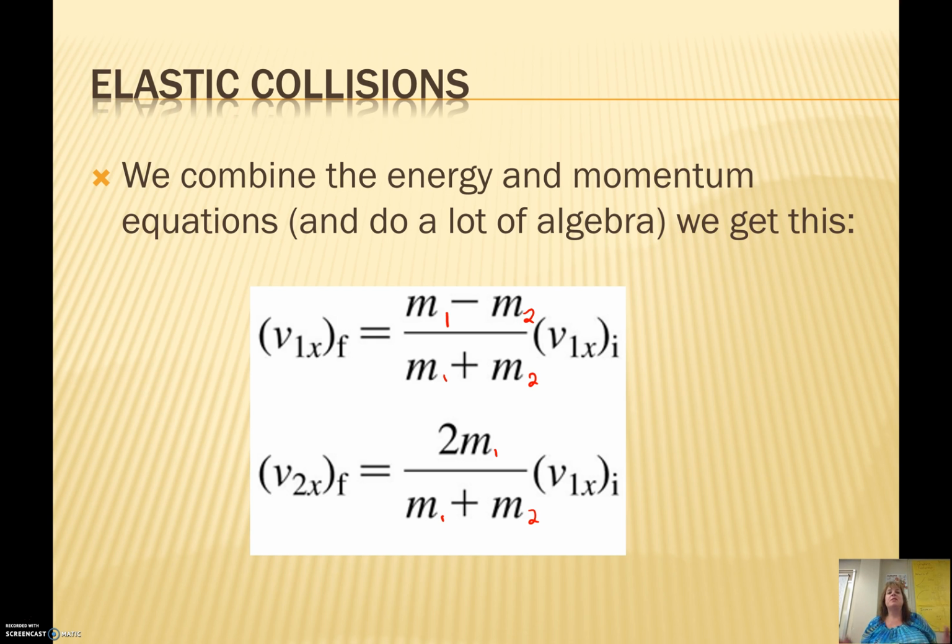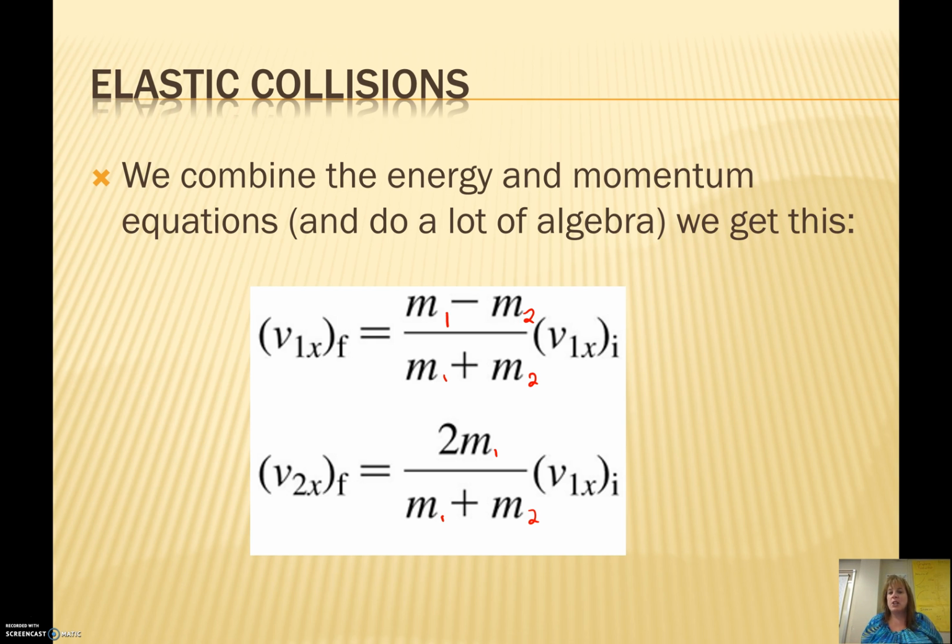And remember, for an elastic collision, if the first object is moving and the other one's at rest, the final velocity of the first object will be the difference between the masses, mass 1 (the one that was moving) minus mass 2, divided by the sum of the masses, times that initial velocity of the first mass. The final velocity of the other object, the one that started out at rest, will be 2 times the mass of the first object, divided by the total mass of the system, times the initial velocity of the first object. So these are handy dandy equations.